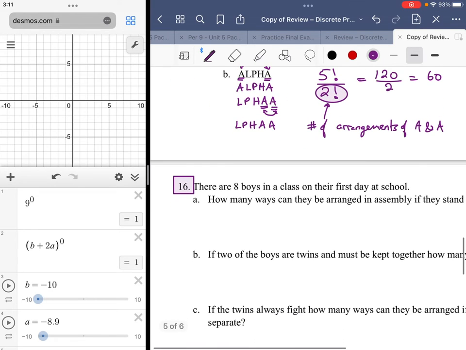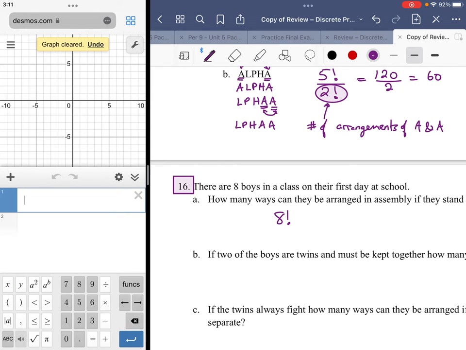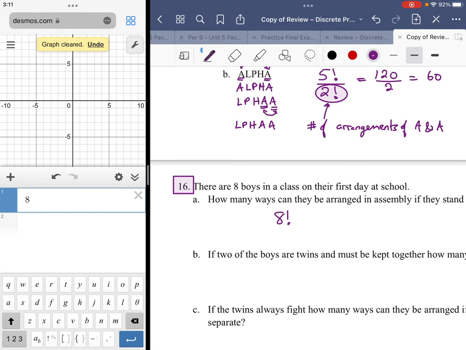All right. Number 16, 8 boys in a class on our first day of school. So this is basically how I started the previous problem. How many ways can we rearrange these individuals? That would be 8 factorial. I'll just do it on Desmos here. Math probability option 4, I believe, if you're using a TI. Most people would be. 40,320.